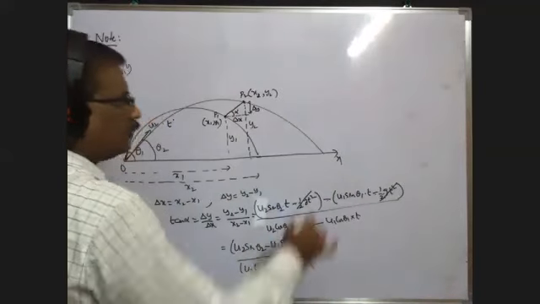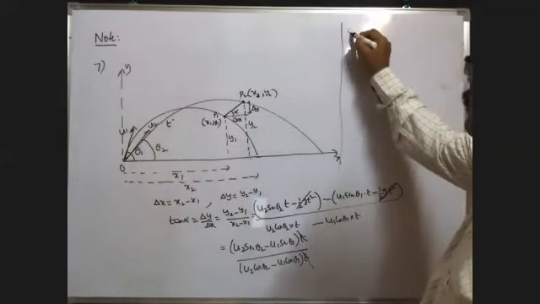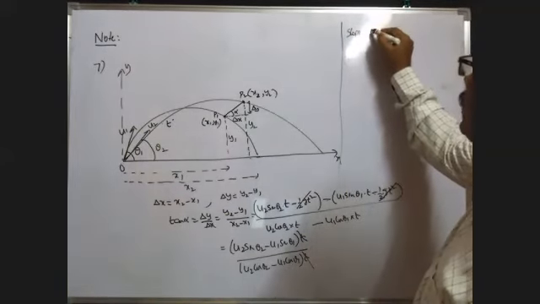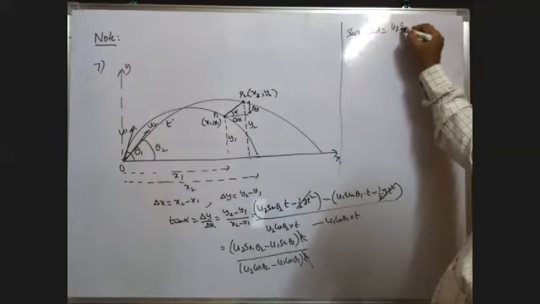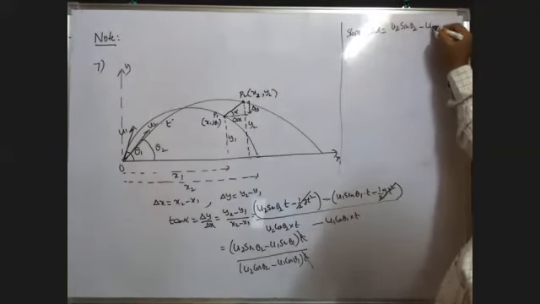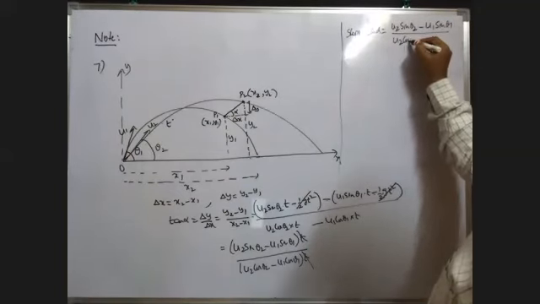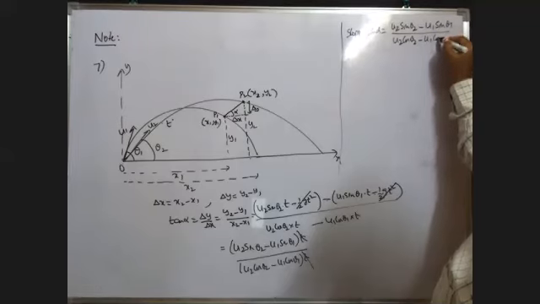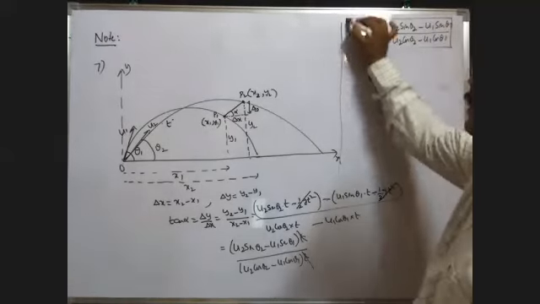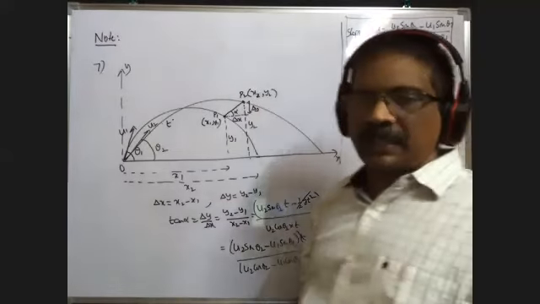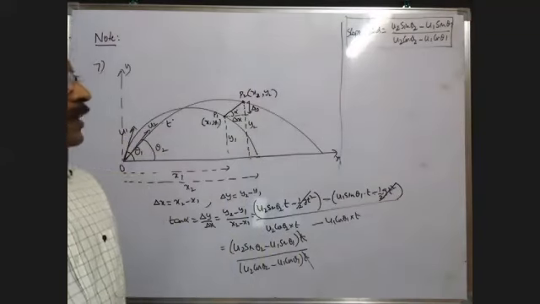T cancels. Therefore, tan alpha is equal to the slope: tan alpha is equal to u2 sin theta 2 minus u1 sin theta 1, whole by u2 cos theta 2 minus u1 cos theta 1. We got this. This is the slope of the line joining the two projectiles.